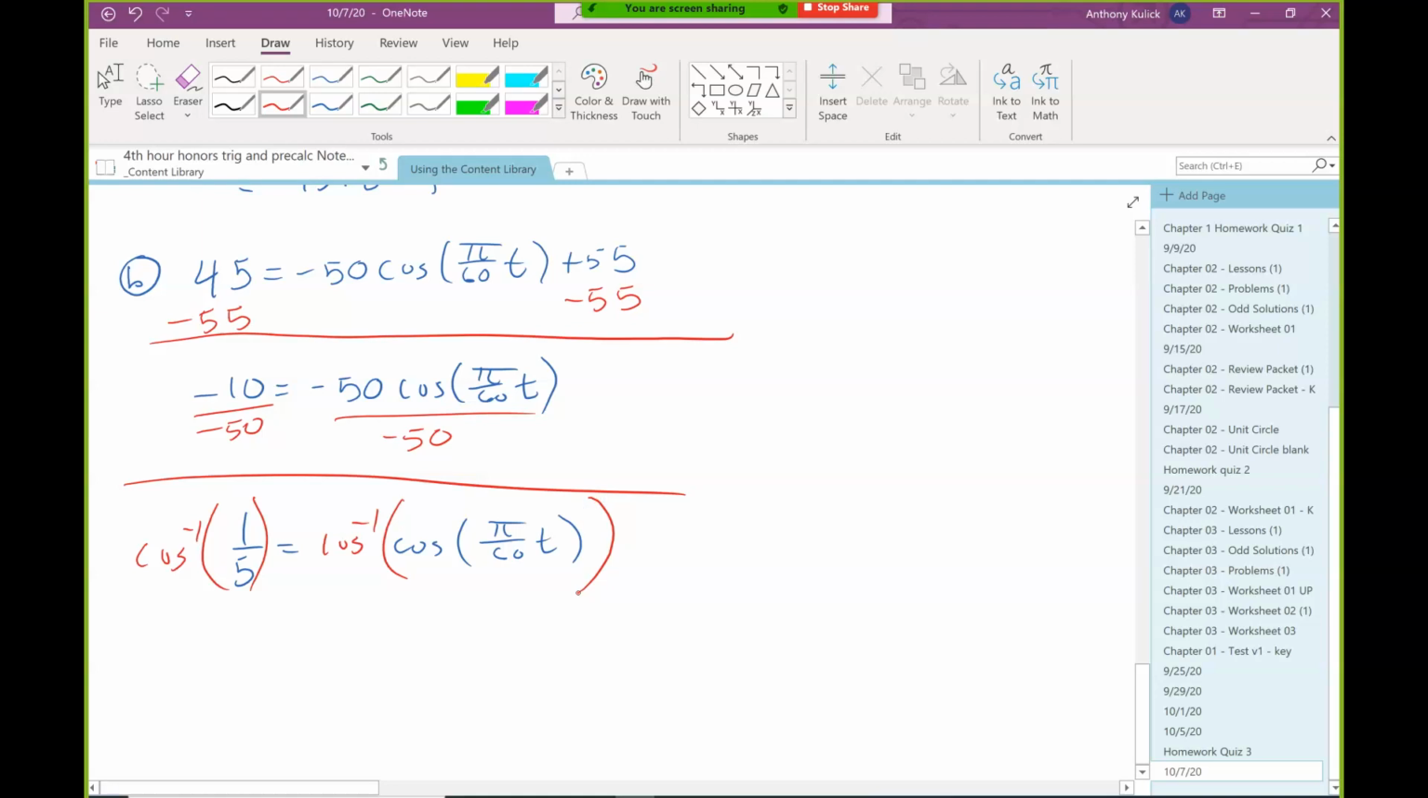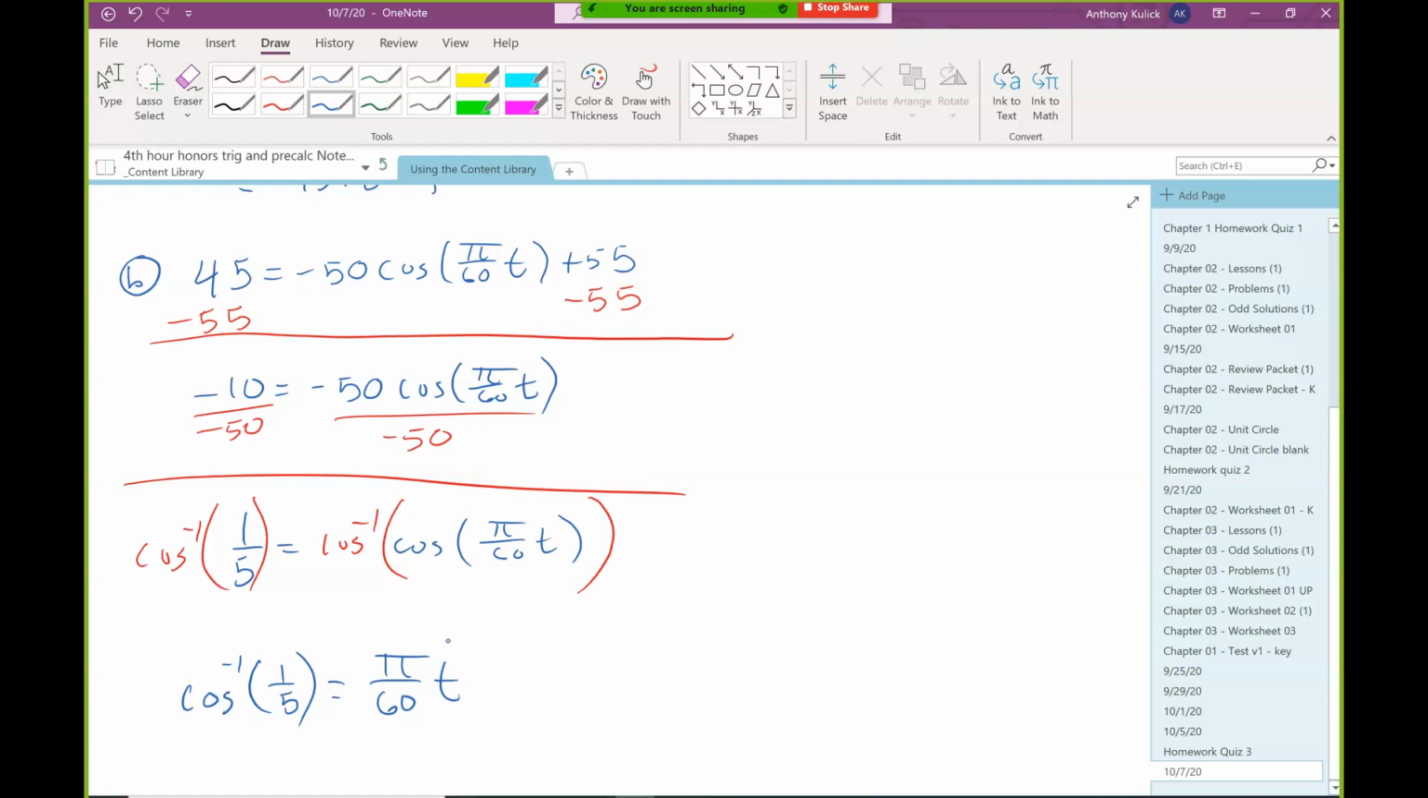Is everybody okay there? Now you could type that into your calculator right now, but you're going to get a crazy answer for cosine inverse. So I'm just going to leave it there for a minute, and I'm going to type it in all at once at the end. But you can do whatever you'd like. If you want, right now is fine.